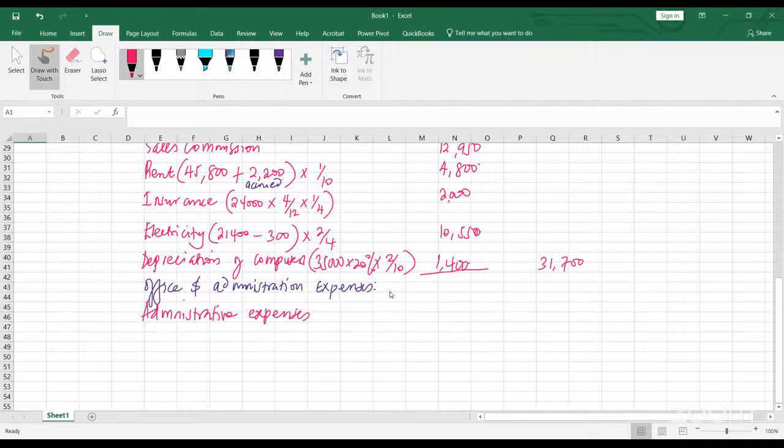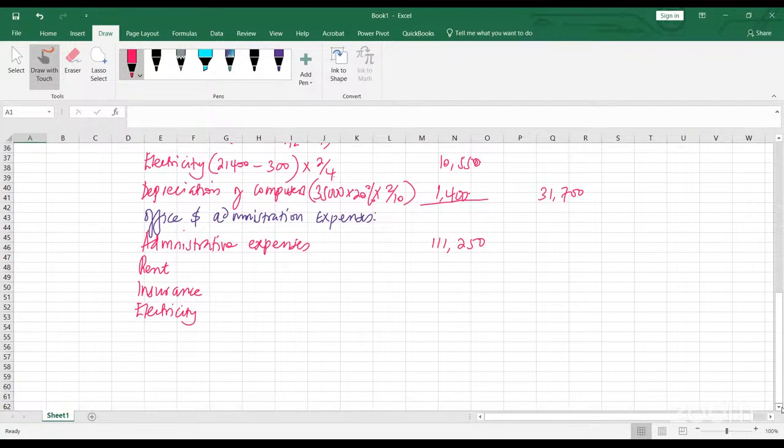Under the administrative expenses, how much are they? We have 341,250. That is administrative expenses. But of course, all these expenses we have up here, there is a portion that goes to office and administration. There is rent, insurance, electricity. There is also depreciation of computers because some computers are used for office and administrative purposes.